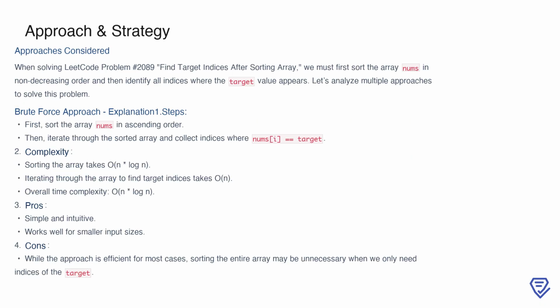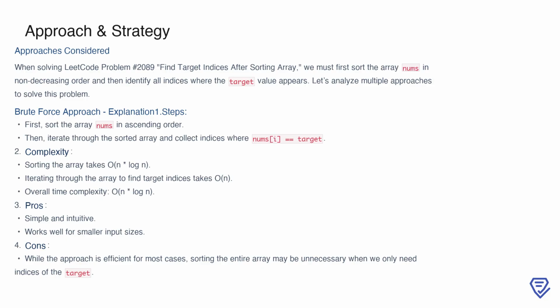To solve problem 2089, we start by understanding the general requirements: sorting the array nums in non-decreasing order and identifying all indices where the target value appears. One straightforward way to approach this is the brute force method. First, we sort the array in ascending order. Then, we iterate through the sorted array and collect the indices where the value matches the target.